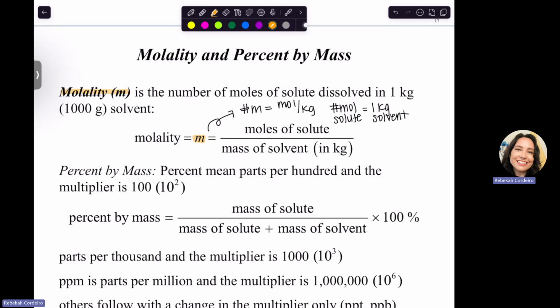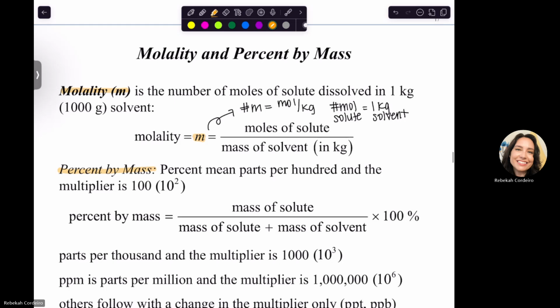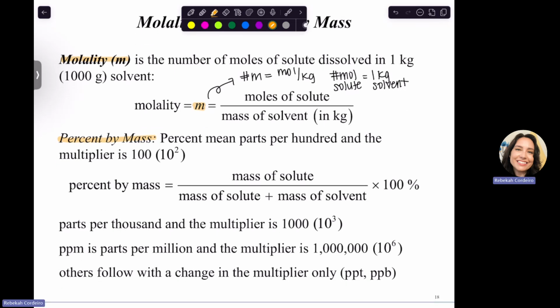Percent by mass is percent. Sometimes we'll write percent by mass. We'll say percent mm. So that means that the mass is the top number and the mass is the bottom number. Essentially, it's the part over the whole mass of the solution, because that's the whole thing. And then we multiply it by 100%. So it's just like a mole fraction, but instead of moles, it's masses. Mass of solute over mass of the whole thing times 100%.